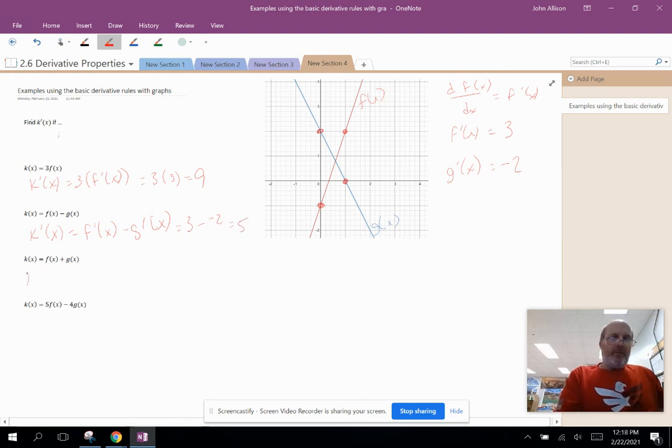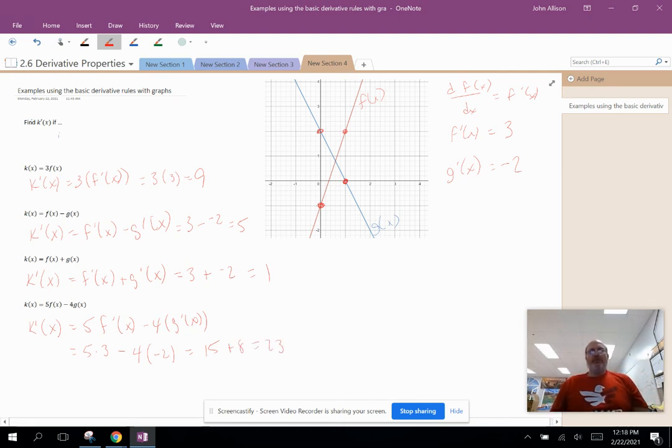K prime of x here is going to be f prime of x plus g prime of x. F prime of x is 3. G prime of x is negative 2. So k prime of x is going to be 1. And then we have k prime of x is going to be 5 times f prime of x minus 4 times g prime of x. F prime of x is 3, so 5 times 3 minus 4 times negative 2, which is going to give me 15 plus 8, or 23.